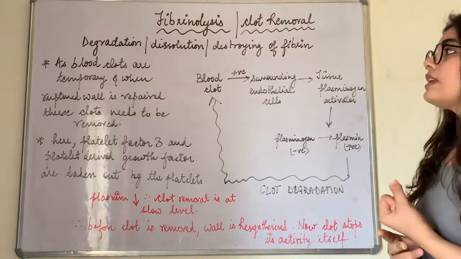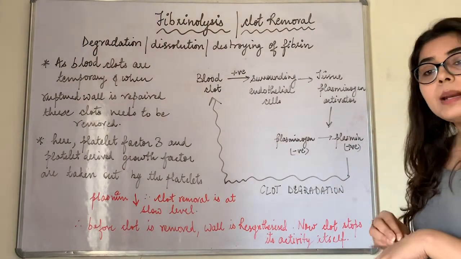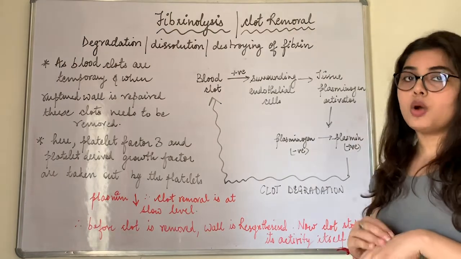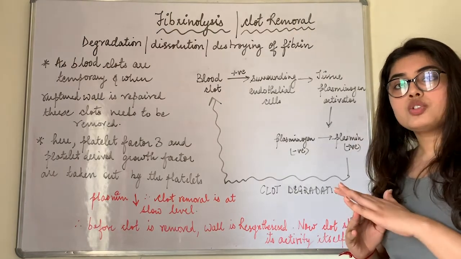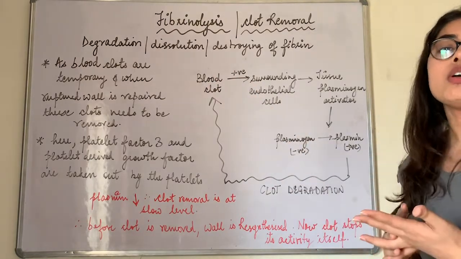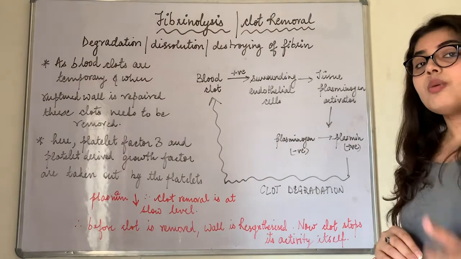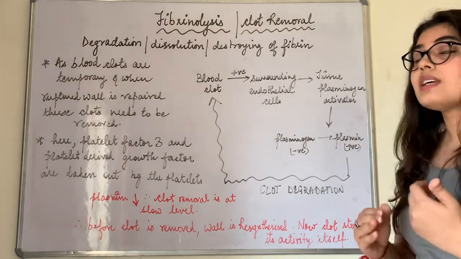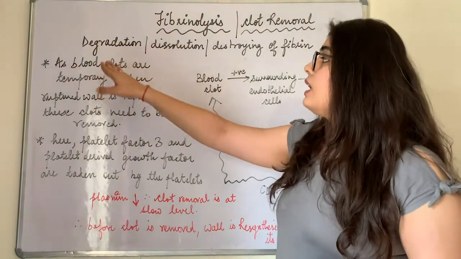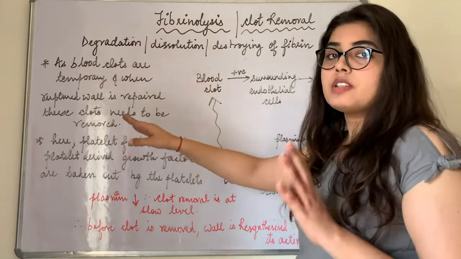So in fibrinolysis, what is happening? Blood clots are formed at the point of time whenever there is a leakage of blood from your body. As soon as the leakage stops, these blood clots are very, very temporary. Obviously, when the wound is healed, these clots have to be removed. So which process is that, and how is that happening, we will be studying here. As I've already written, blood clots are temporary. That means they're not permanent. They have to be removed after some point of time.